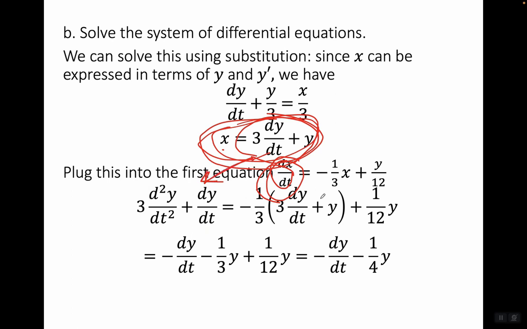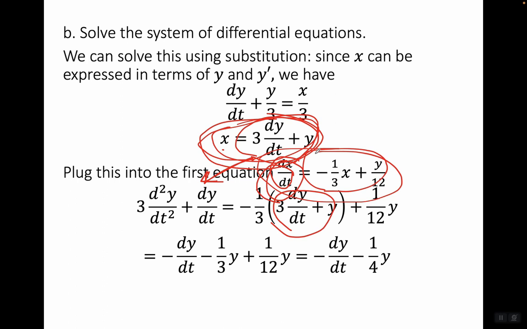That's dx/dt. And then on the right side, we have negative 1/3 x plus y over 12. We know what x is. It's 3 dy/dt plus y. And then we have plus 1/12 y. So we have rewritten this expression so that it doesn't have any x's in it. It's just in terms of y.